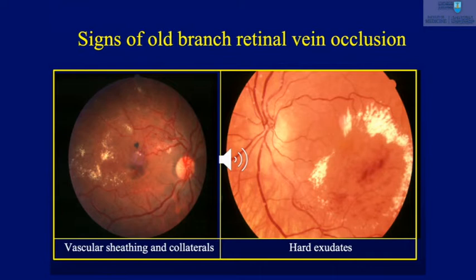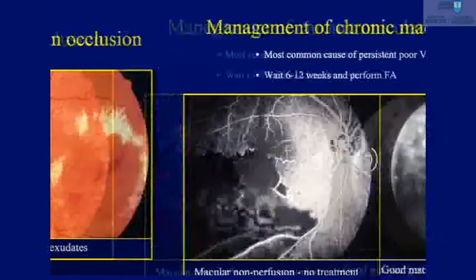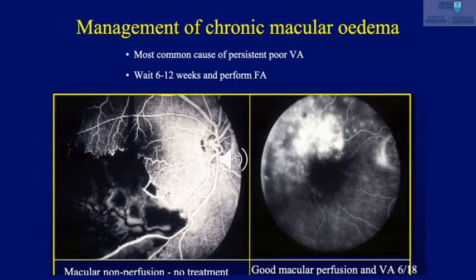Again, there is hard exudation which appears in the center of the fovea, leading to drop of vision. If you perform fluorescein angiography for cases with late macular edema, we may get areas of non-perfusion for which there is no treatment. However, for eyes with good macular perfusion with a visual acuity of 6/12 or worse, consider laser photocoagulation or the new modality of treatment, which is injection to decrease this macular edema.